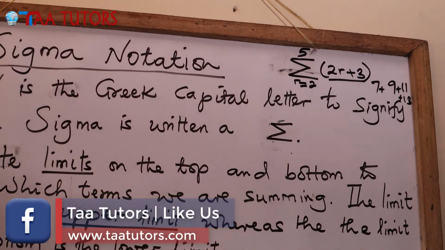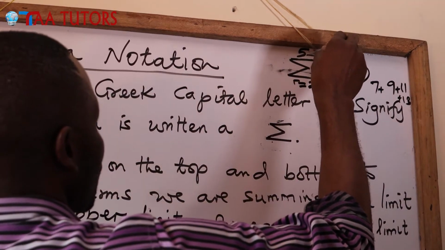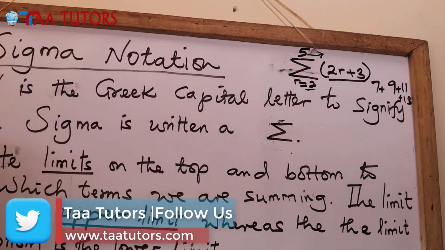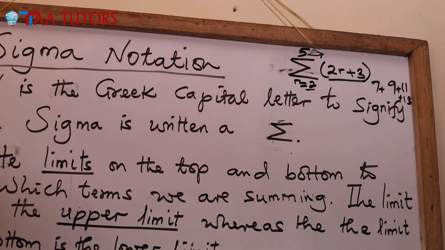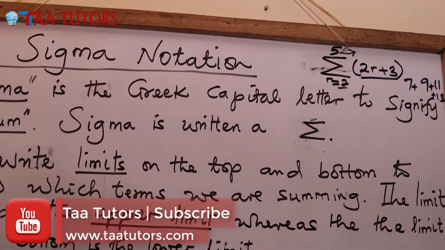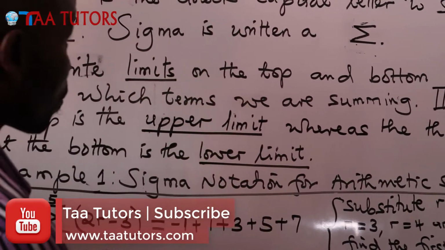So if we have a question, this 5 here becomes the upper limit, the term up to which you should add. The one below must tell you where you should start. If it is r is 3, you should start there. If it's r is 5, you start there. If r is 1, you should start there. So we look at these particular questions.